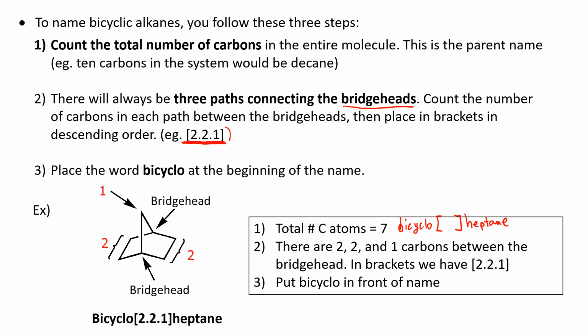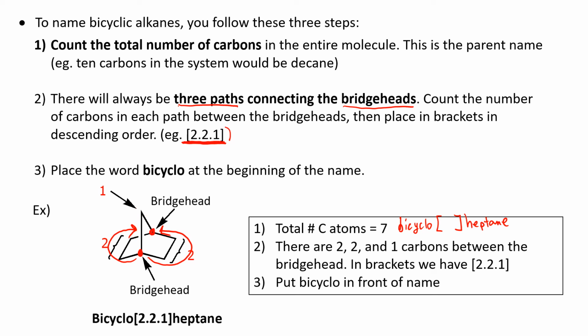So a bridgehead is simply where the two rings meet. So we have two bridgeheads. Now, there will always be three paths connecting the two bridgeheads. We can go around this way. That's one path. We can go around this way. That's another path. We can go up over the top. That would be three. Three paths connecting the bridgeheads.